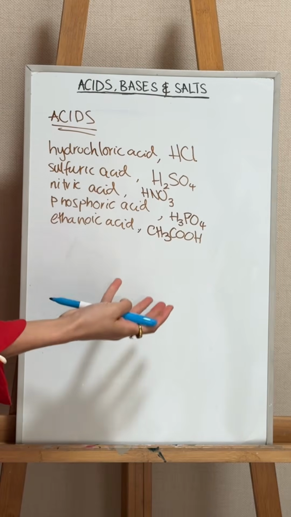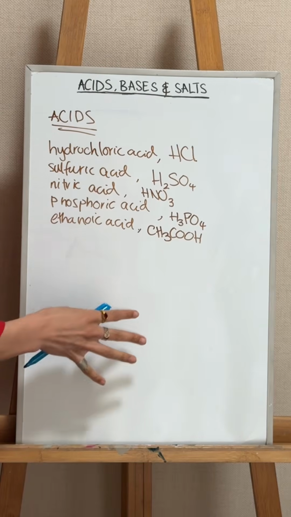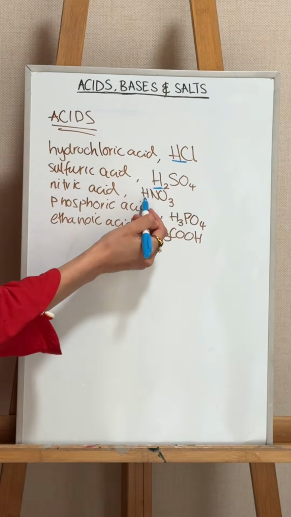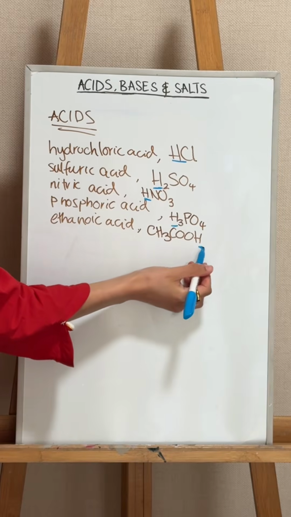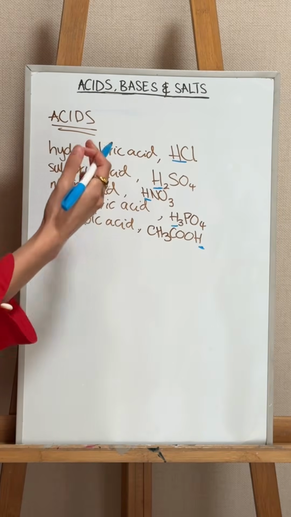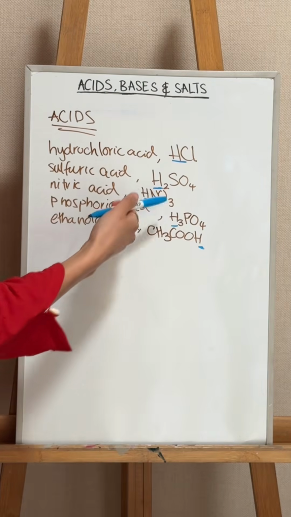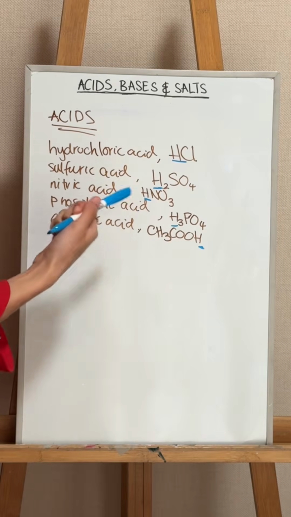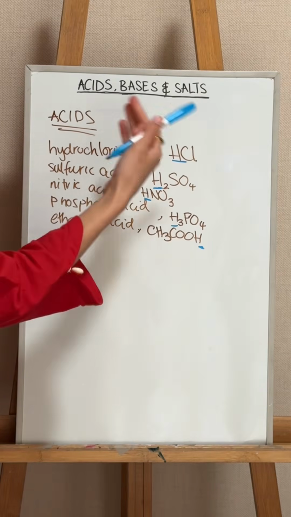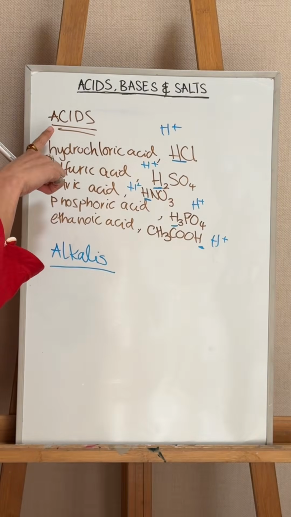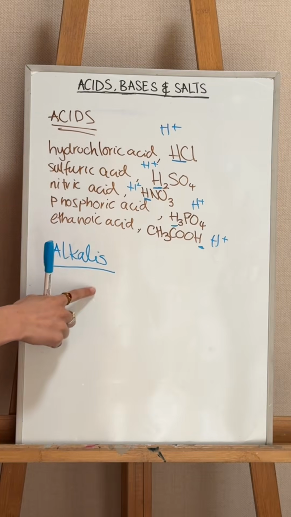What do you notice is the common factor between all of these? If you had said that they all contain a hydrogen, that would be correct, and that is what gives them the acid property. So an acid is essentially something that contains a hydrogen ion, so therefore it can be donated. If acids contain hydrogen ions, what about our alkalis?